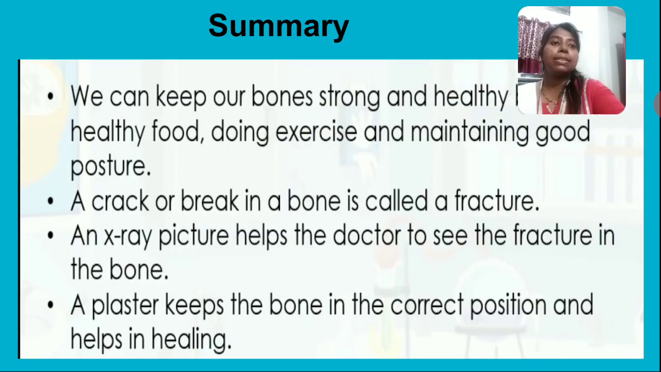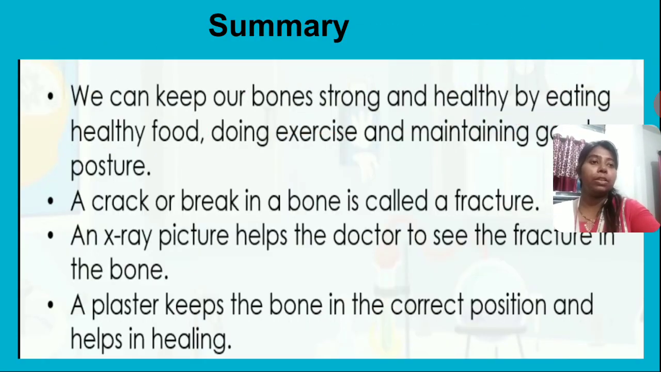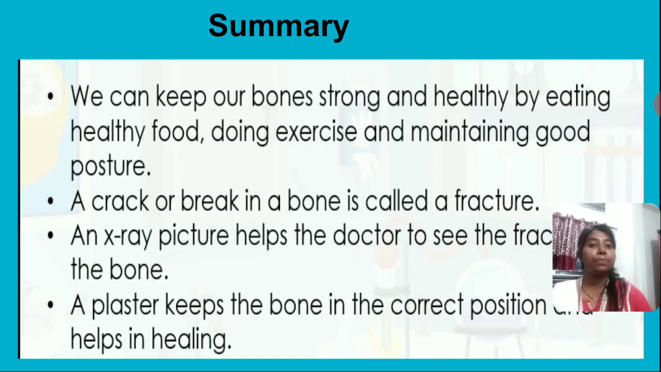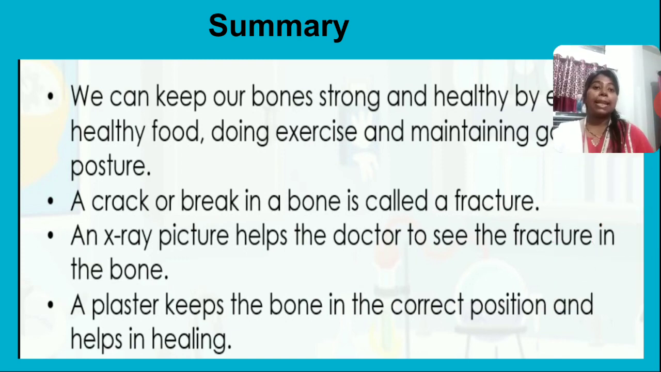Okay, now see the summary of what we have learned. Today we have learned that we can keep our bones strong and healthy by eating healthy food, doing exercise and maintaining good posture. The second is that a crack or break in a bone is called a fracture. An X-ray picture helps the doctor to see the fracture in the bone. And at last, a plaster keeps the bone in the correct position and helps in healing. Understood? So this is the summary of what we have learned today.